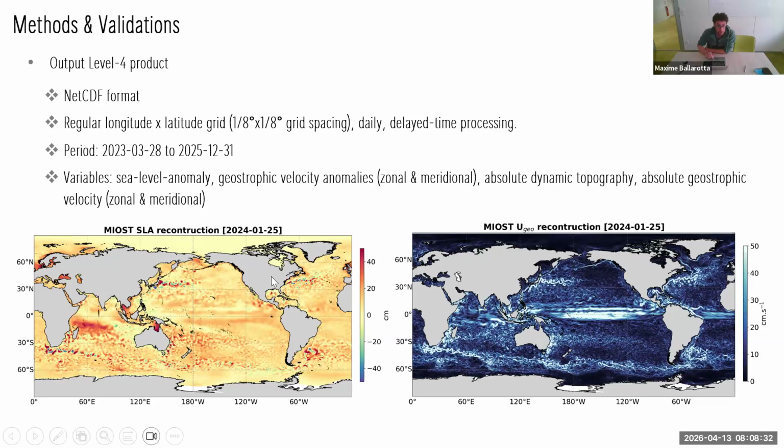We have an illustration at the bottom of the sea level anomaly and the geostrophic current, with a classical picture of the mesoscale that we know from altimetry at global scale.